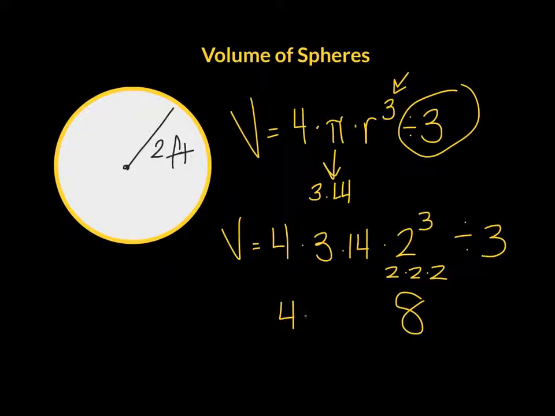So then let's bring down everything else. So 4 times 3.14 times 8, and then divided by 3. And now we're just going to type that in our calculator because it's all multiplication and division. Go ahead and pause the video and come right back.